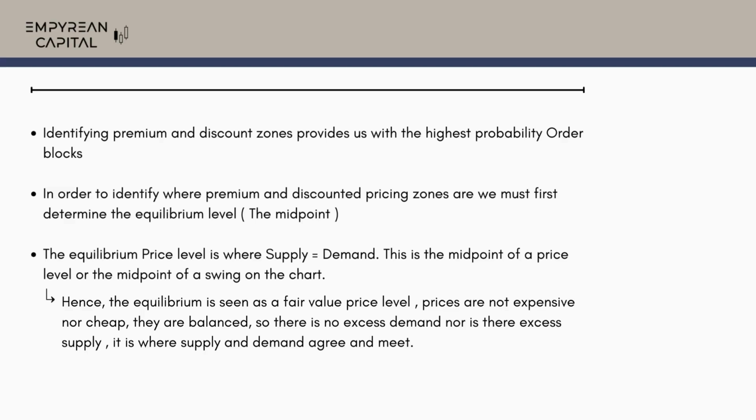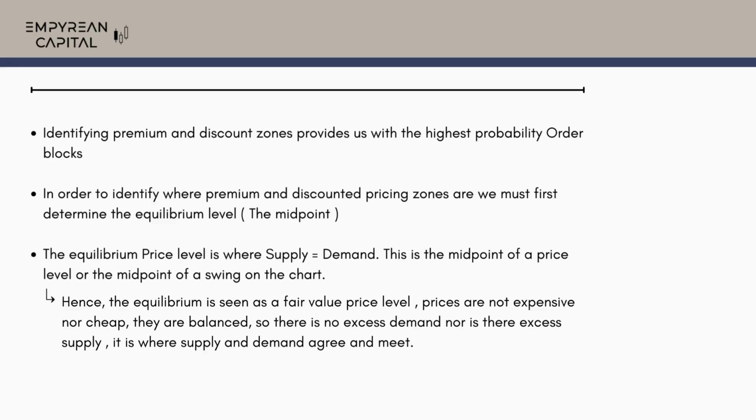Now, the equilibrium price level is where supply is equal to demand. This is the midpoint of a price level or the midpoint of a swing on the charts. Hence, we say that the equilibrium is seen as a fair value price level. Prices are not expensive nor cheap for both buyers and sellers.